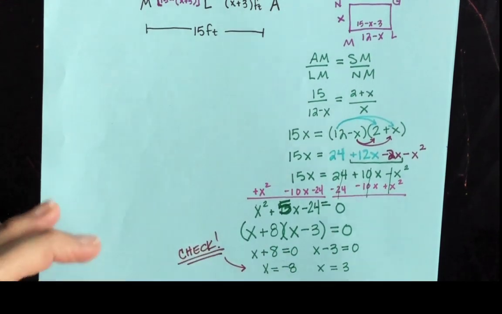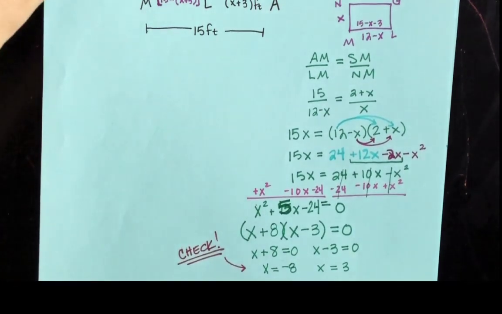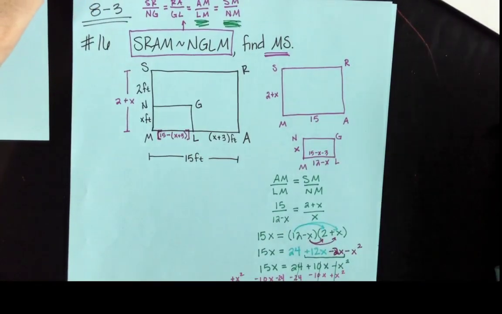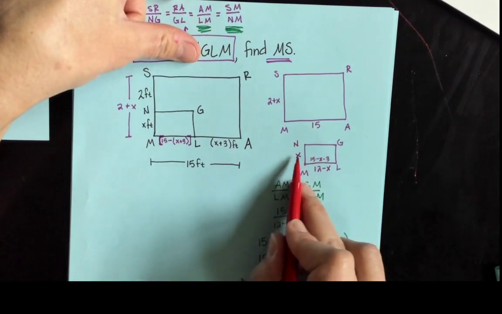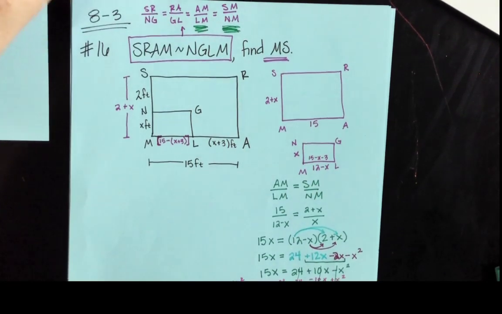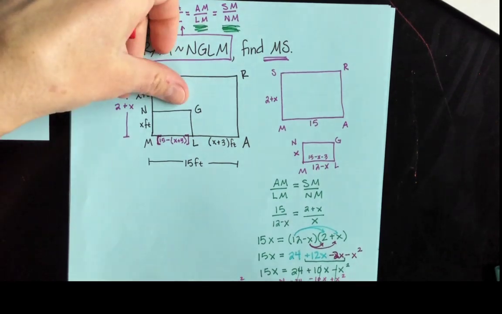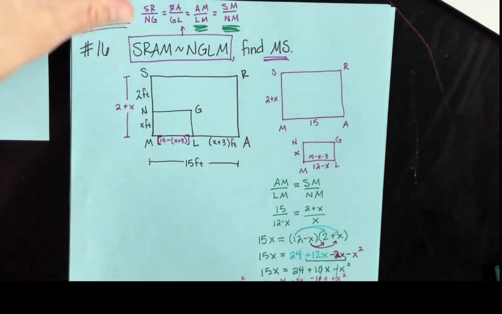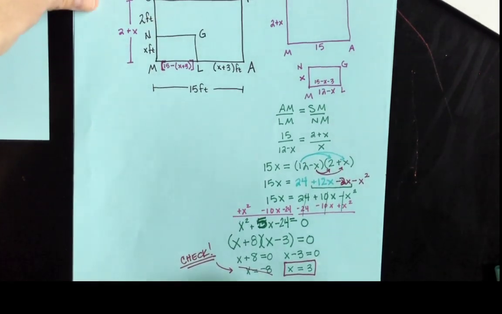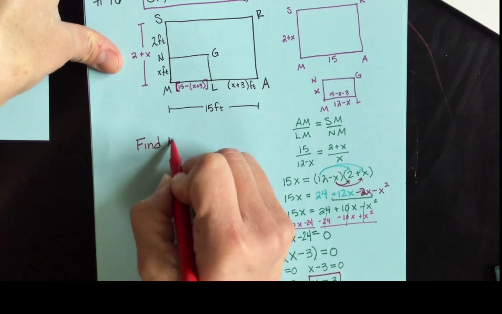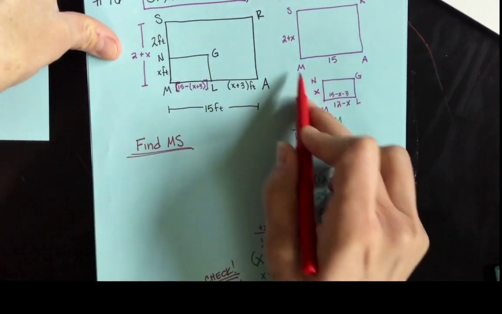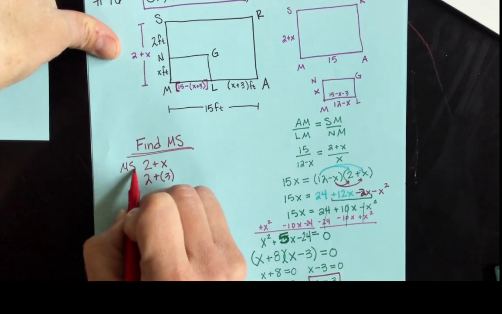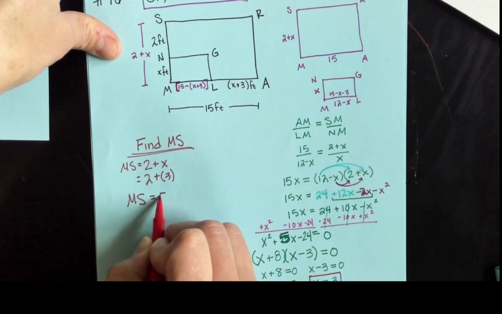And so if I go back and look at what my lengths actually are in this example, negative 8 is impossible. I can't have a negative 8 length for something that's supposed to be a positive value. So right away, this one isn't going to work, but I do know x equals 3 is what we're going to want to use. But my answer is to find MS. So MS is 2 plus x, so we're going to take 2 plus 3, and we end up with MS is 5.